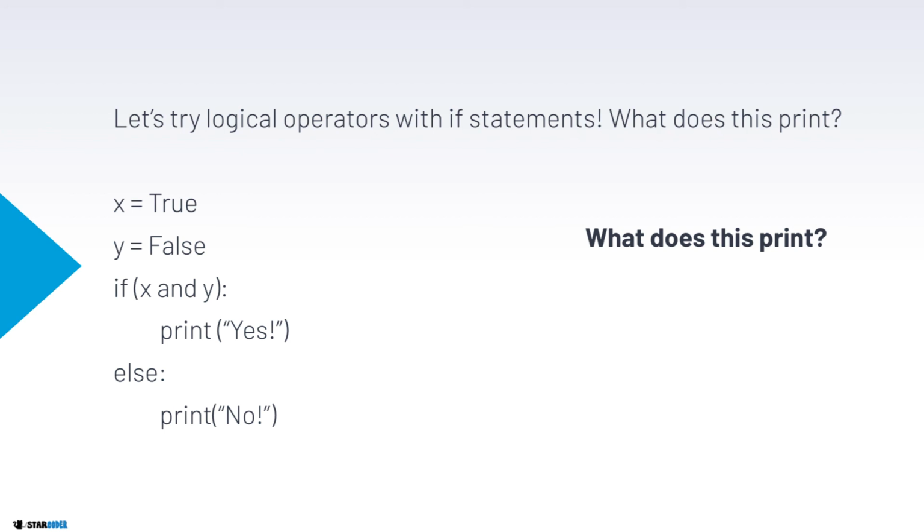Well, let's look at the program. X is true, y is false. So our first condition is if x and y. If you recall, and is only true if both x and y are true. In this case, y is false, meaning that the condition is false. So we would go to else and print no. What about this one?